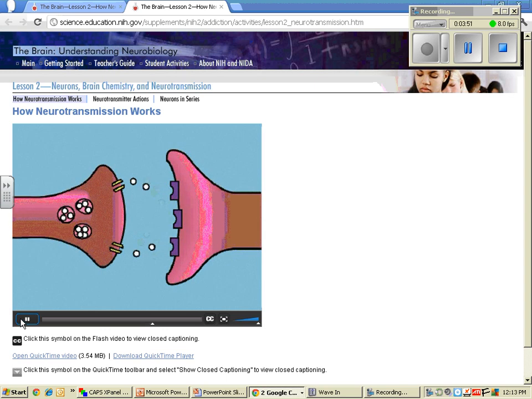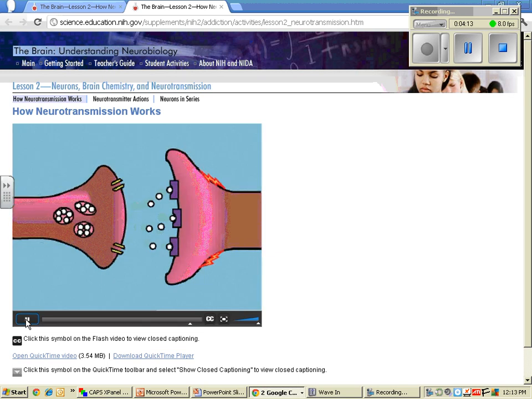Some of the neurotransmitter is degraded by enzymes in the synaptic space, and some is carried back into the presynaptic neuron through transporter proteins. The neurotransmitter that is taken back up is then repackaged into vesicles that can be released the next time an action potential reaches the axon terminal. The entire process repeats each time an action potential reaches the axon terminal of the presynaptic neuron.